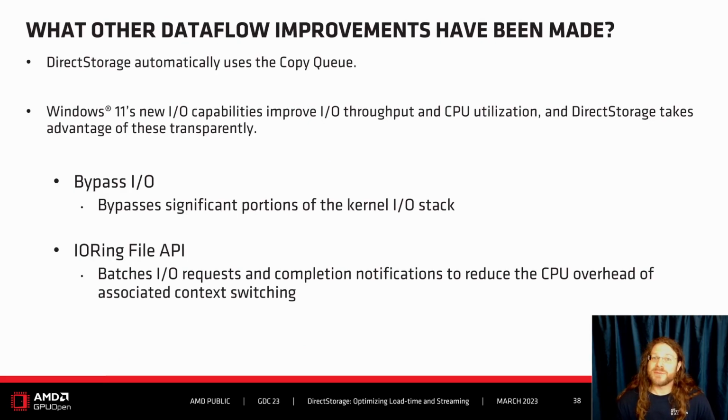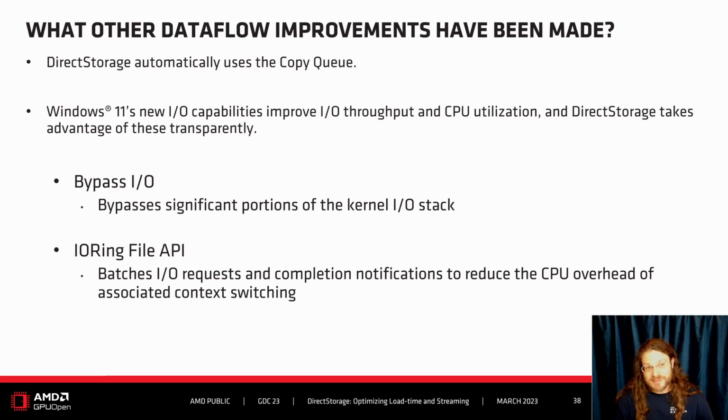So what other types of data improvements have been made? Direct storage automatically uses the copy queue. So if your title isn't already using the copy queue, once you've implemented direct storage, the copy queue will be automatically used. It also takes advantage of Windows 11's new I/O capabilities that improve throughput and CPU utilization, and it does so transparently. That means that you do not have to implement it yourself for users of Windows 11 and Windows 10. You just have to implement direct storage, and you'll get optimal usage of both.